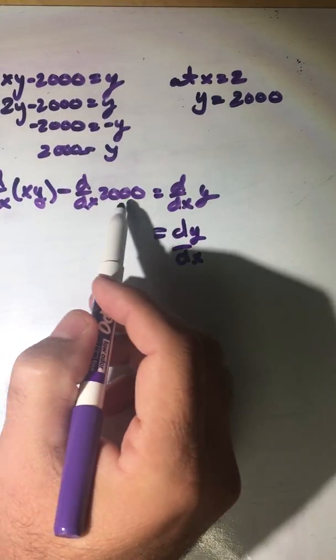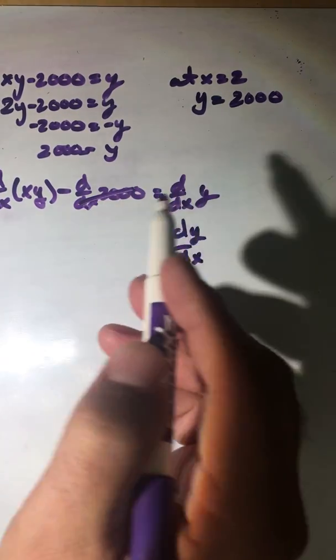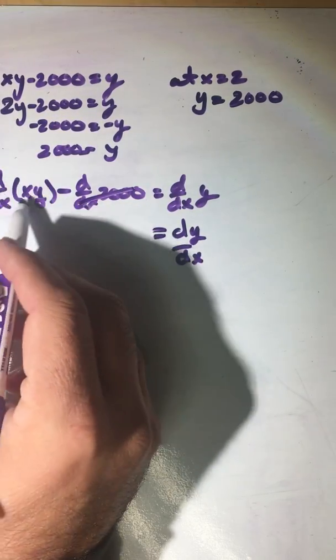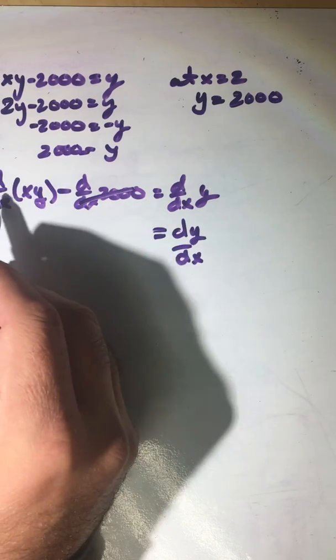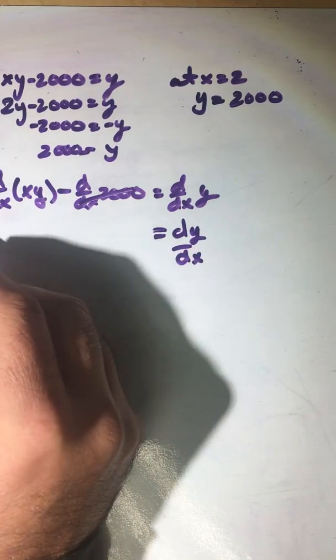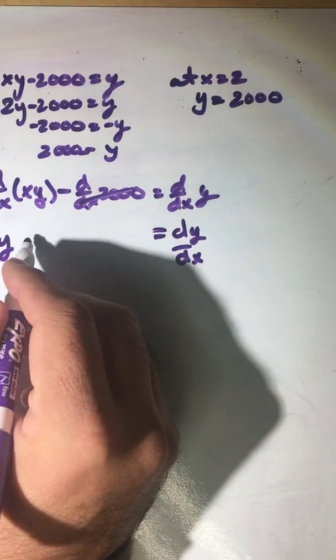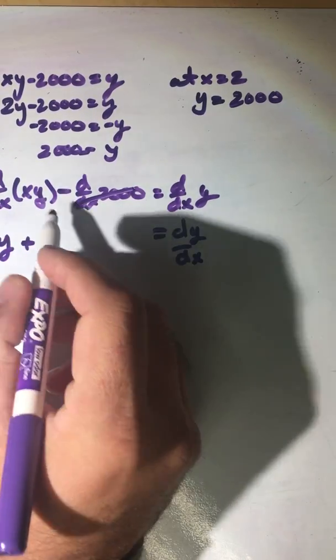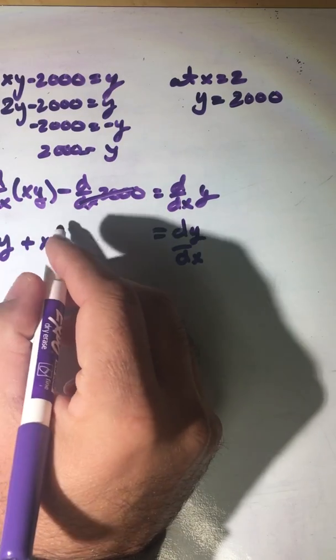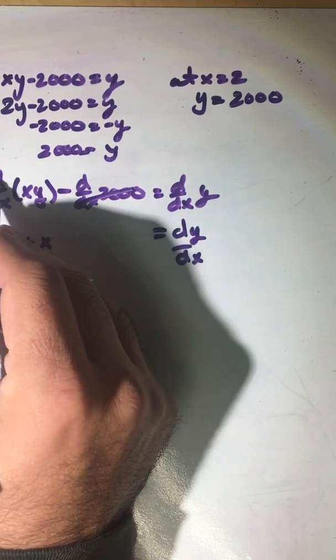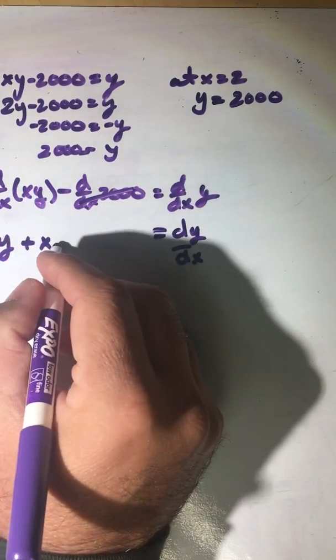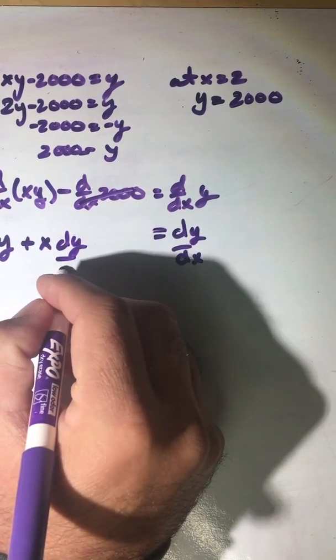On this side, the derivative of 2,000 is 0, so then I just have to do the derivative of this product. So we do the product rule, right? The derivative of the first times the second, so derivative of x is 1 times y, plus the first times the derivative of the second, which is 1, but we're doing the derivative with respect to x, so it's 1 dy dx.